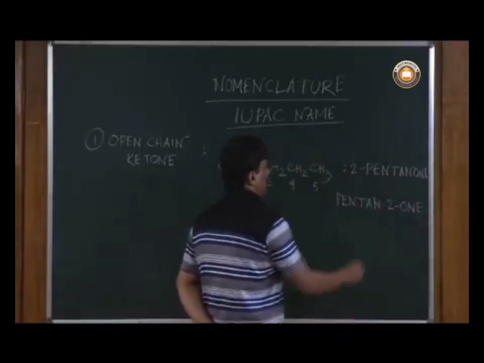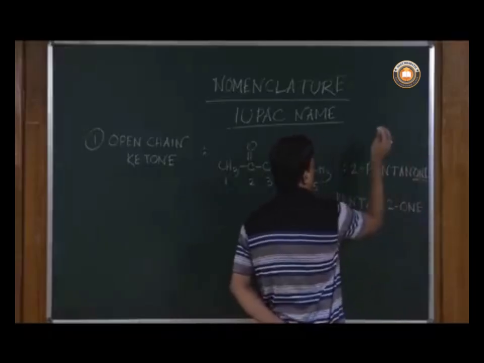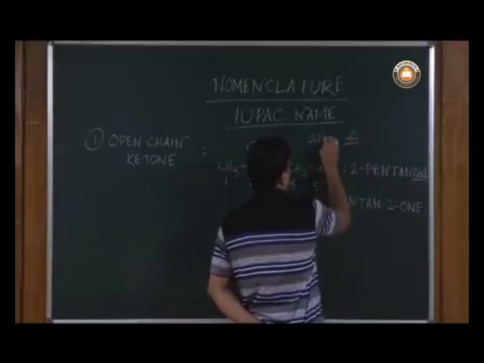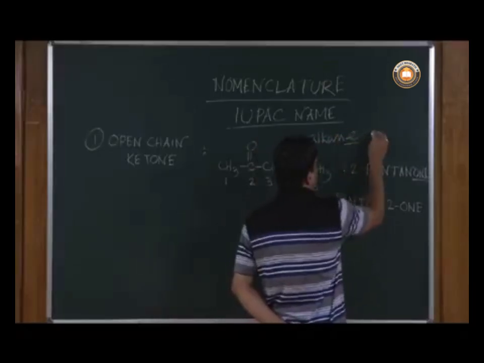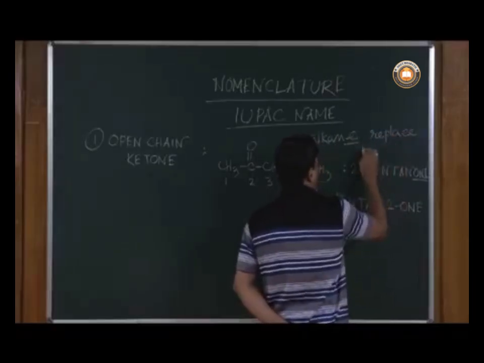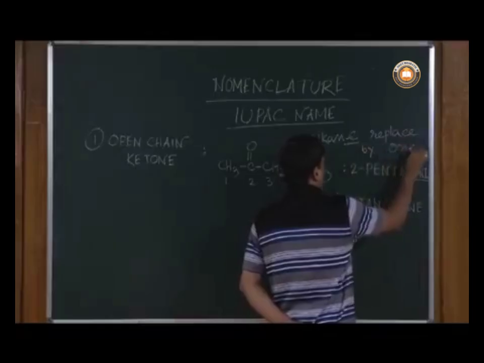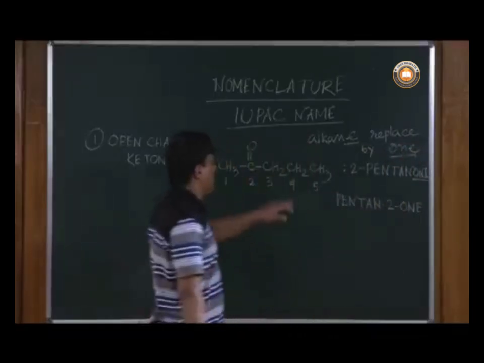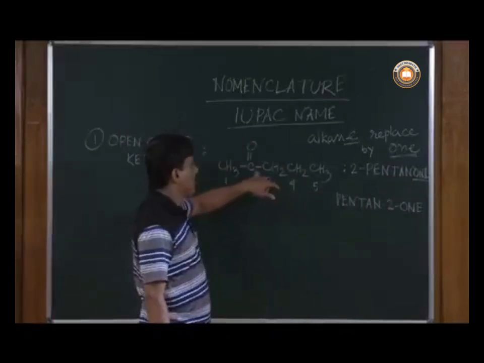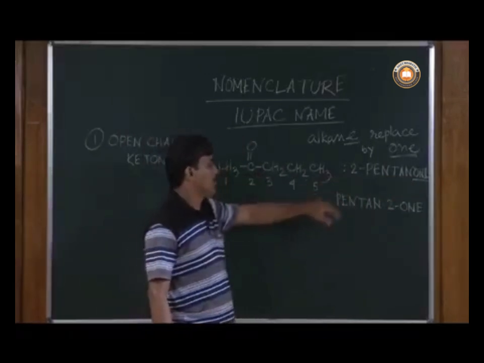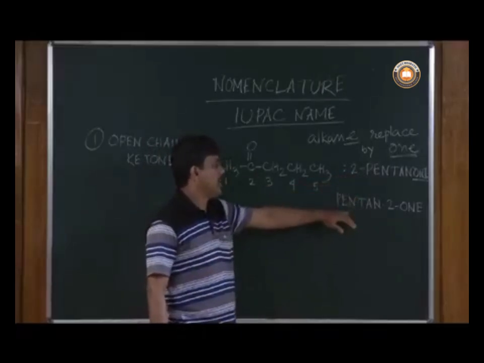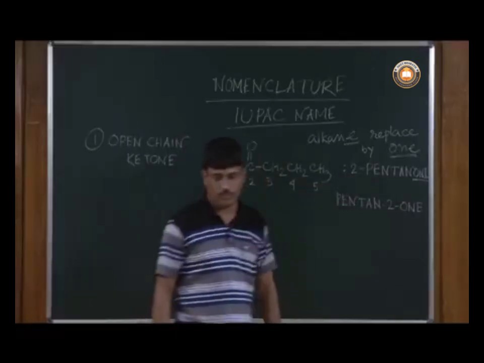This is important: alkane E is replaced by one. So, this is the pentane chain, so pentanone, and you have to indicate the position of the carbonyl, that you can give either right before the name, like 2-pentanone, or pentan-2-one.